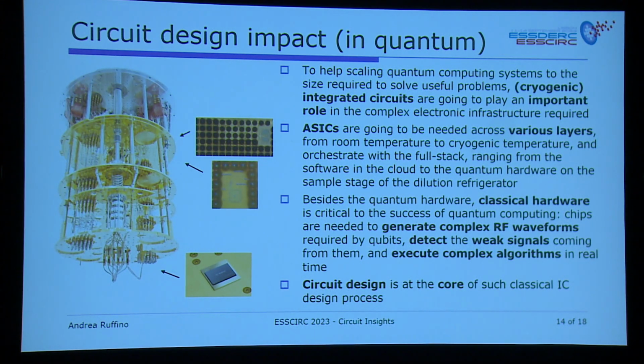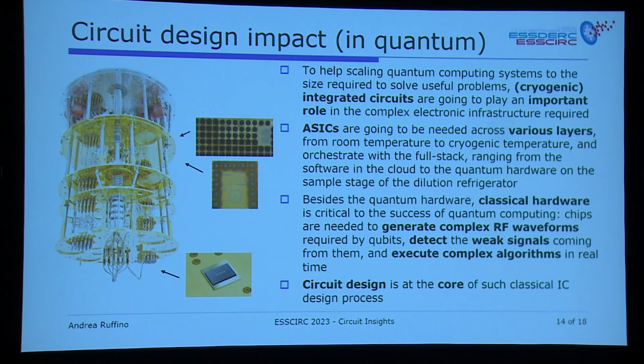application-specific integrated circuits, are going to be needed at various levels, from room temperature electronics down to cryogenic temperature, and they are going to orchestrate with the full stack, which currently ranges from the software in the cloud controlling the whole system to the quantum hardware at the base temperature of the dilution refrigerator.